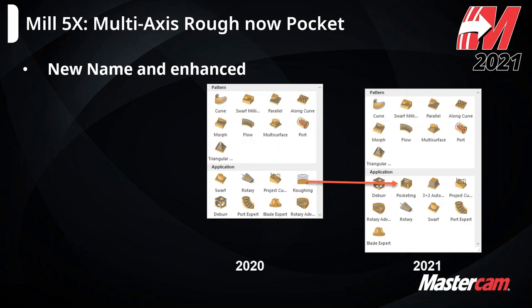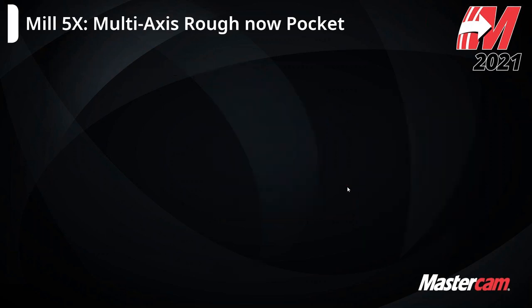Because the way that toolpath works is you have to define the sides and the floor for it to calculate the toolpath. So it's now been changed to pocketing so that you know that you can't use it on the outside of a part. Because even that old graphic was a little misleading, because a shape like that would be really tough to do in this particular toolpath because there's no walls for you to assign.